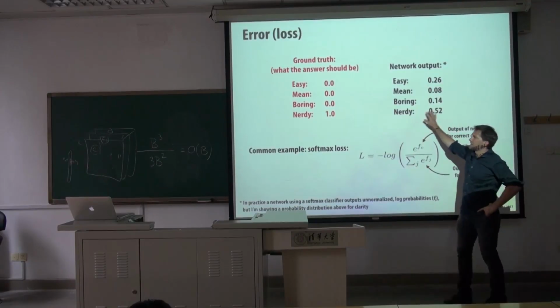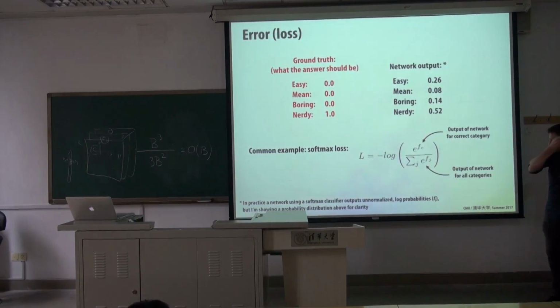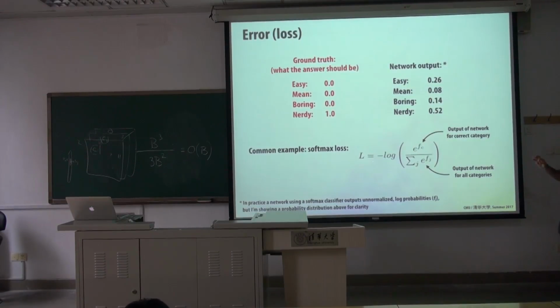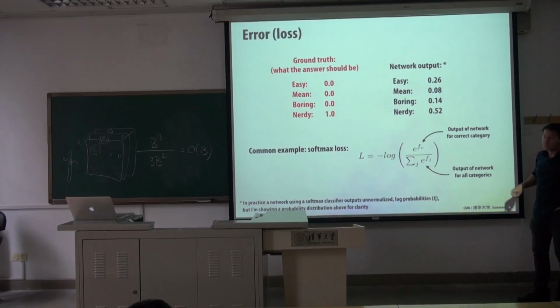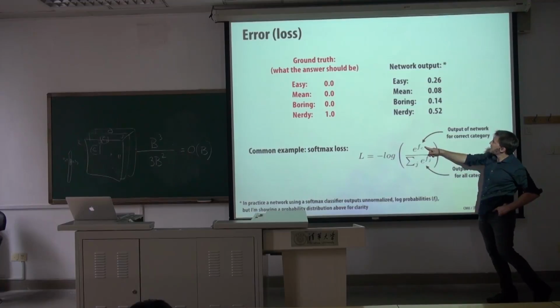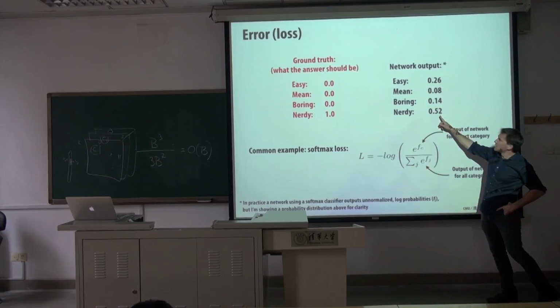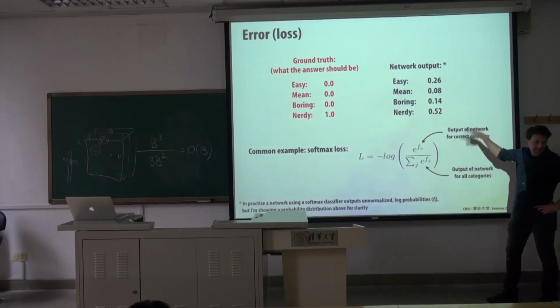Now, that loss we can think about as just being like an L2 distance on vectors, but a common loss is this softmax loss. And a softmax loss is, well, I don't want to go into too much on why this is a reasonable loss function, but we can look at this and gain some intuition about what it's doing. So the softmax says we're going to take the value of the correct category. The correct category here was nerdy, but I only gave it 0.52. So I'm going to exponentiate that value, and I'm going to divide it by the sum of all the other categories.